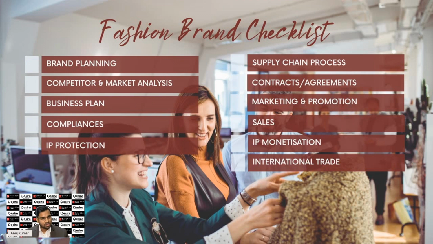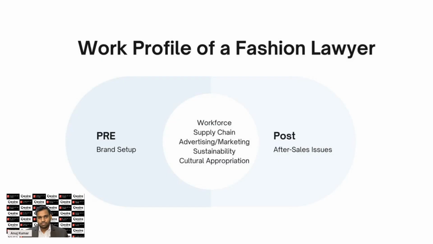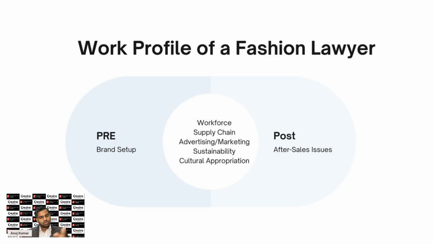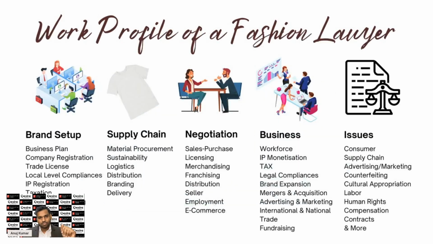Now let us understand in detail the work profile of a fashion lawyer. As you can see, the work profile is divided into three parts. These are pre-issues, like brand setup. On the left side you can see brand planning, competitor market analysis, business plan, compliance, and IP protection. This is your pre-stage. Your supply chain process may come in the middle, and workforce issues can be there. It may happen pre-sale also, and then post-sale issues are also there.